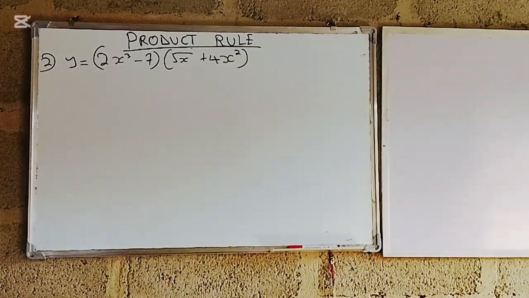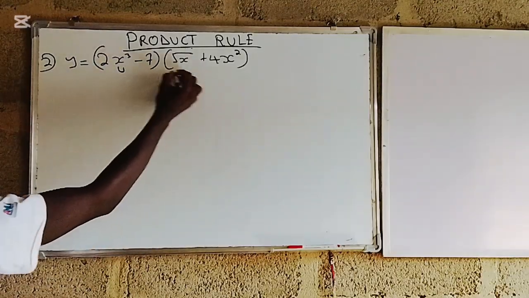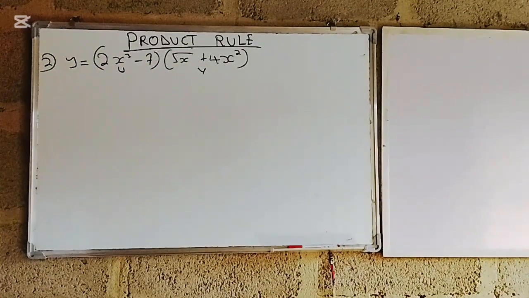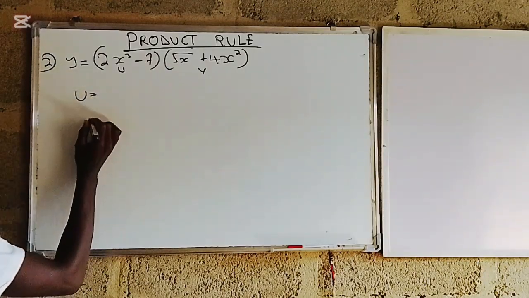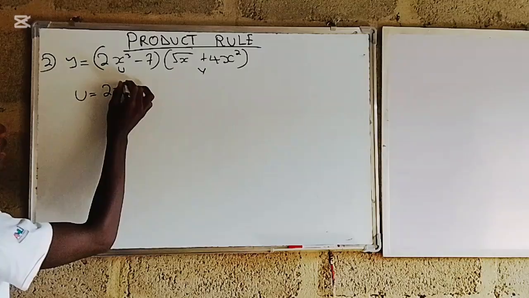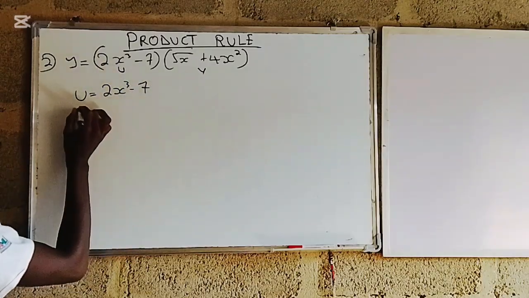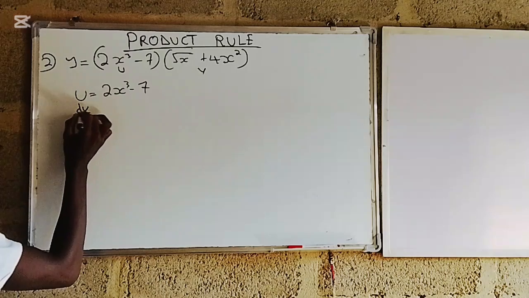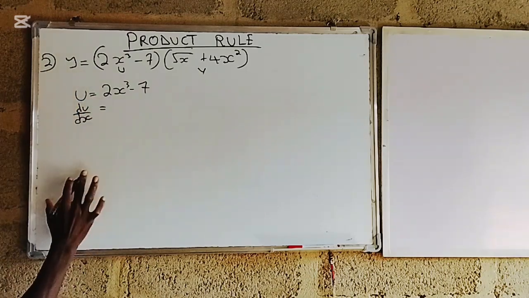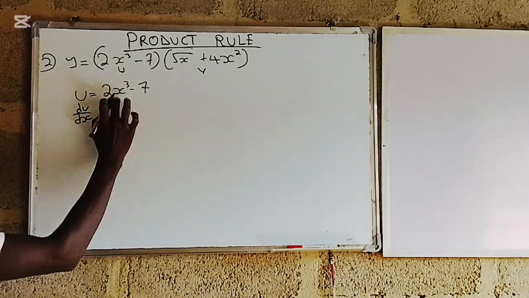So let's see how we can find the solution of the second question. It is all the same procedure. This should now be u and this is v. So we have to first identify u. U should now be equal to 2x cubed minus 7, and we have to find u prime. U prime is the same thing as du by dx. It means the derivative of u. I have to differentiate this.